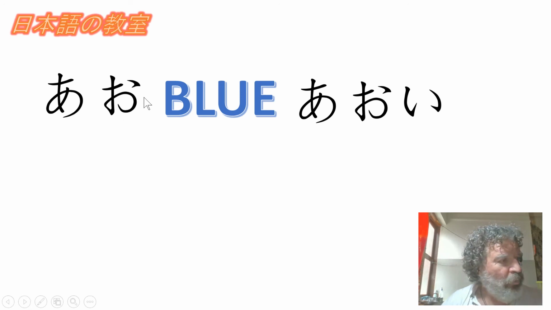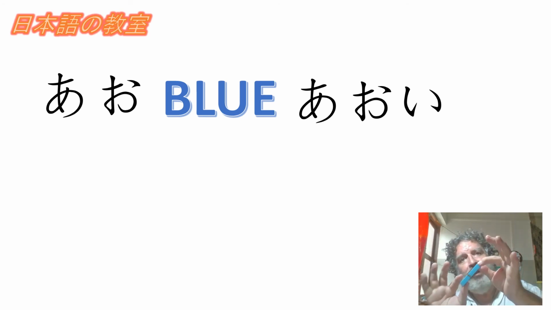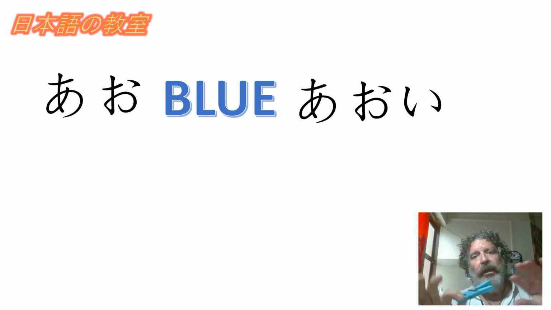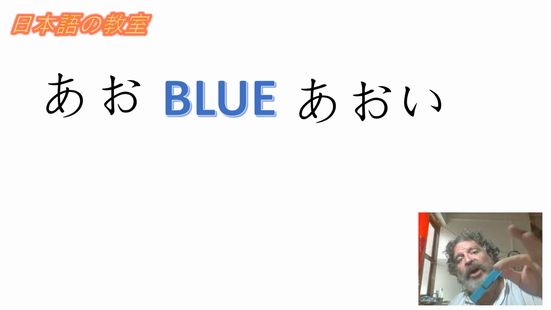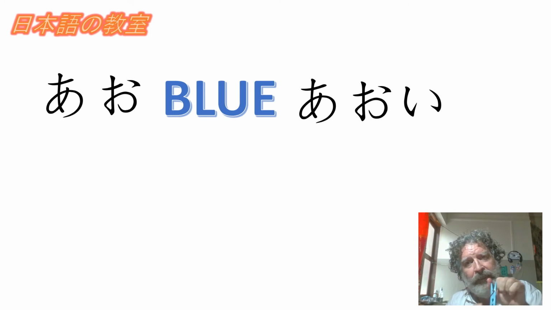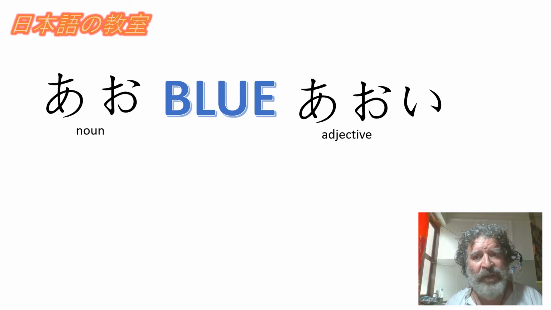Kore wa aoi clip desu. Kore wa clip. There may be a special word for clothespin, but I'm using the word clip. Kore wa aoi clip desu. So aoi can directly join the clip. This is your first exposure to adjectives. So ao is the noun, and ao iro means a blue color, but ao and aoi by themselves are a noun and an adjective.